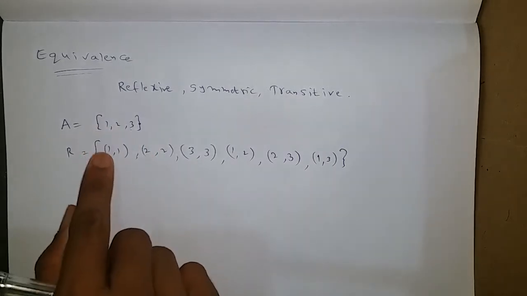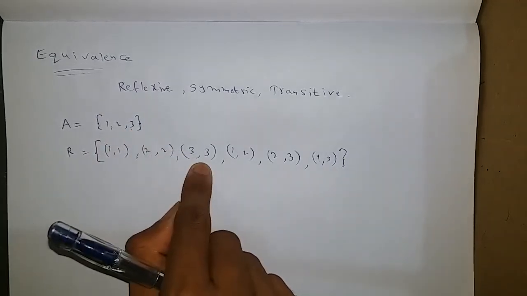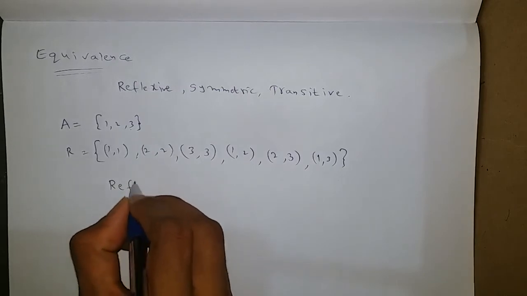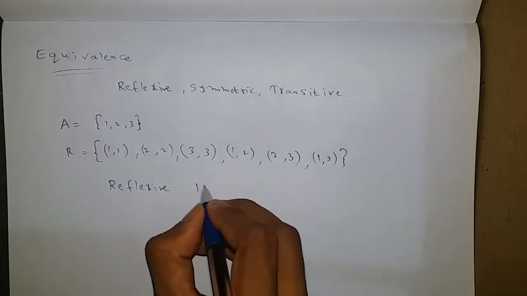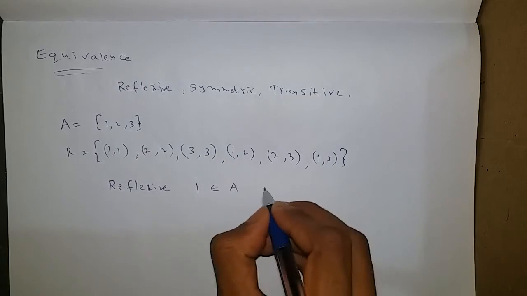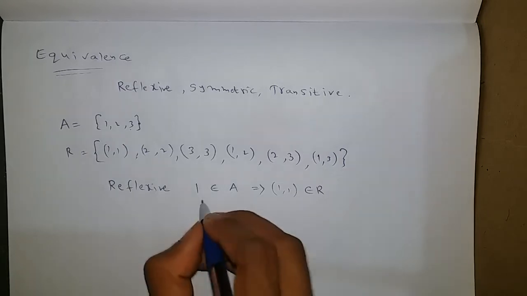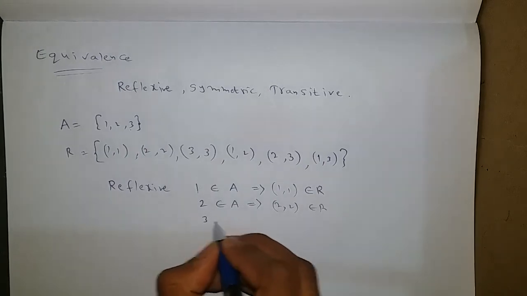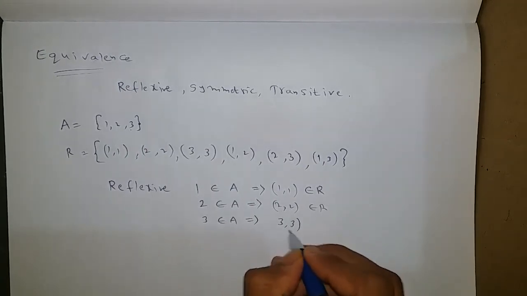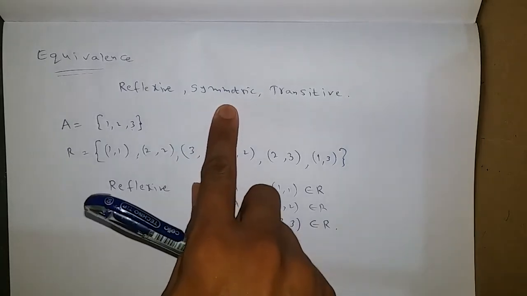For element 1, (1,1); for element 2, (2,2); for element 3, (3,3). So it is reflexive, because 1 belongs to set A, then (1,1) belongs to relation. 2 belongs to set A, (2,2) belongs to relation. 3 belongs to set A, then (3,3) also belongs to relation. Then it is reflexive.